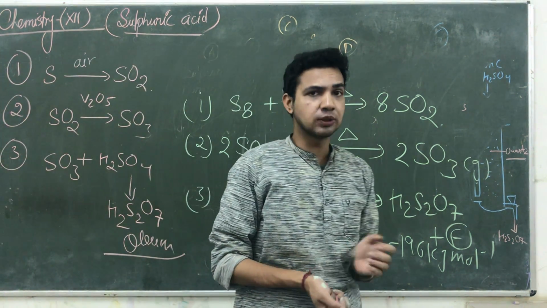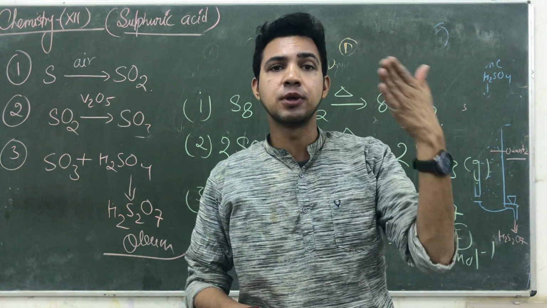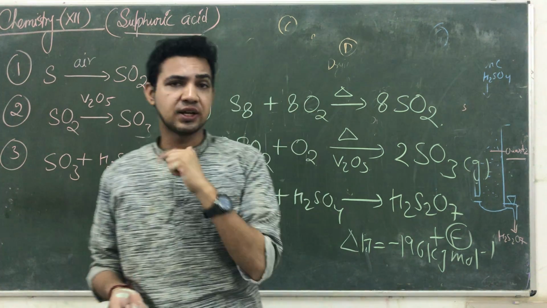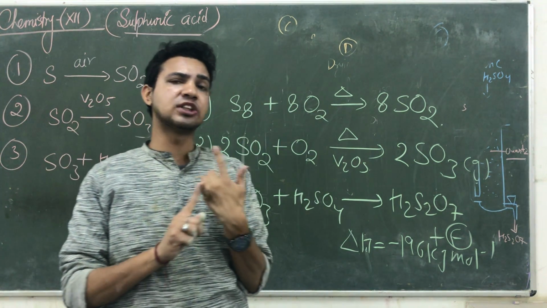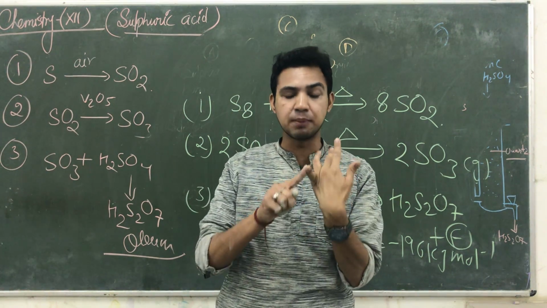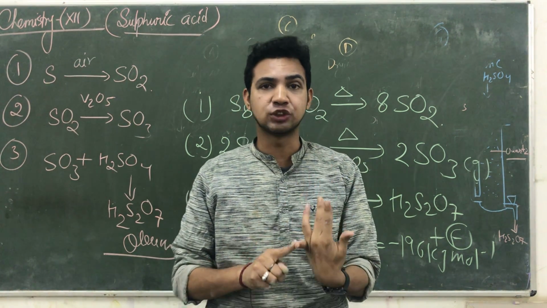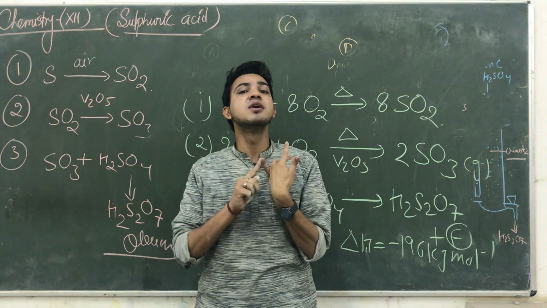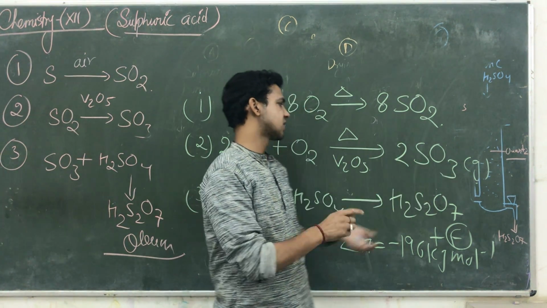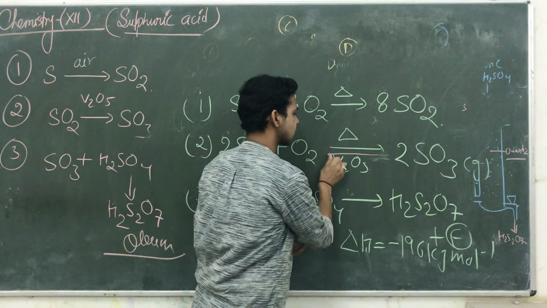The next information: this reaction is exothermic because they are liberating a large amount of energy. But which type of condition is necessary to conduct such a reaction? In these reactions, the temperature is very low and pressure is very high. These are favorable conditions for the formation of sulfur trioxide. This is a reversible reaction.